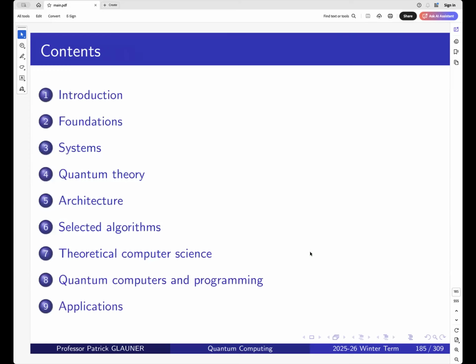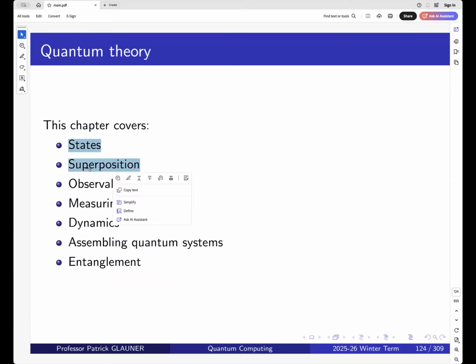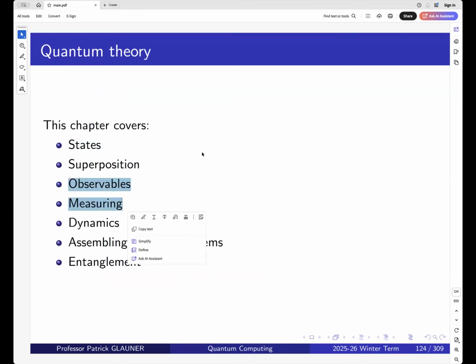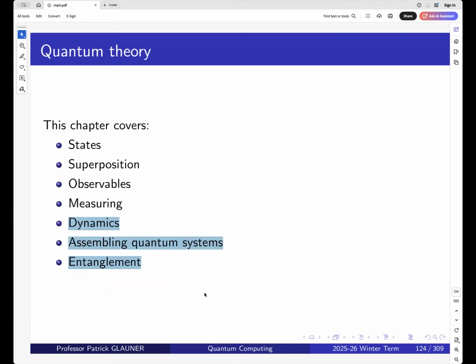Now, talking about computing, we're now at the end of the 4th lecture. Remember, we started with the introduction and motivation of the course and saw some use cases, and we saw the quantum search algorithm, at least as an example. We discussed the math foundations. Last week, we did systems and also looked into quantum systems. And today, we've explored quantum theory or quantum mechanics in greater detail. So we saw in particular states, superpositions, a little bit of observables and measurements. We saw dynamics and how to assemble quantum systems, and entanglement.